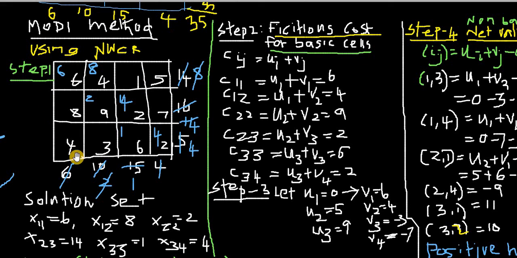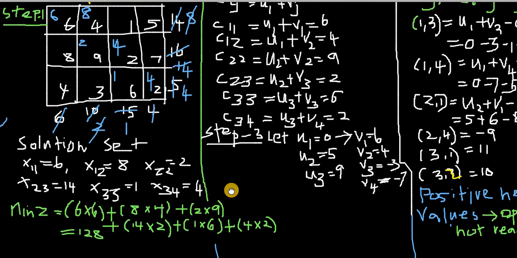So now what is the solution set by the northwest corner rule here? x11 is equal to 6, x12 is equal to 8, x22 equals 2, x23 equals 14, x33 equals 1, and last, x34 is equal to 4. Okay, so this is the way we can assign them to go, by the northwest corner rule.